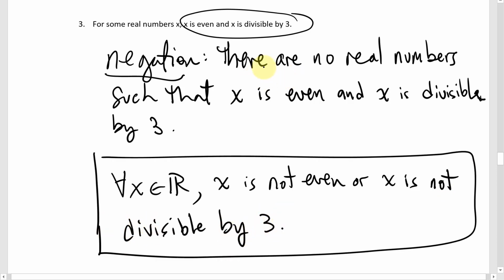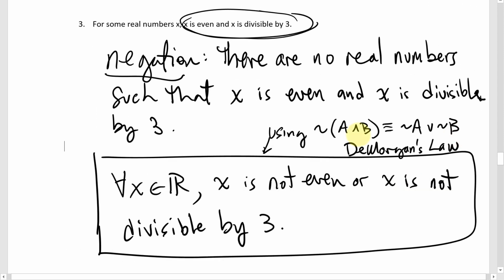Whereas in everyday language, I could begin with another way of expressing the universal quantifier, saying there are none, there are no real numbers, we don't write it that way formally. What we say is for all numbers, this is not true, which means the negation is true. I'm using De Morgan's law, one of two laws of logic that are called De Morgan's laws.